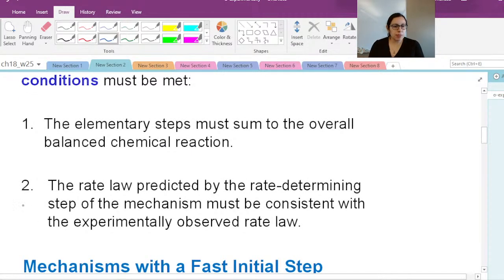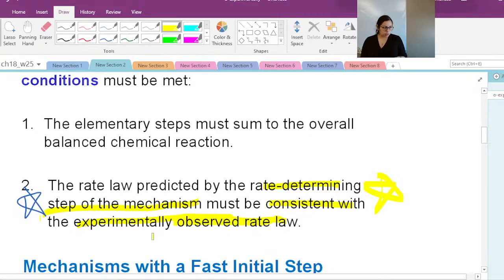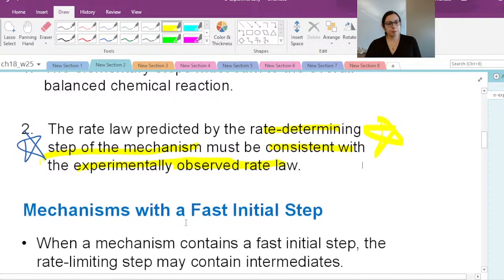But then this is the key point that we really want to dig into: the rate law that was predicted by our mechanism. So once we break down the mechanism, it has to be consistent with our experimental rate law. So that's the key, and that's what we're digging into now with Chapter 18.